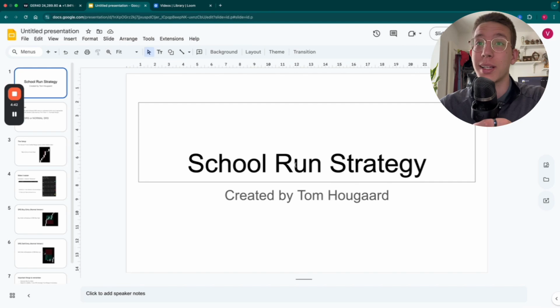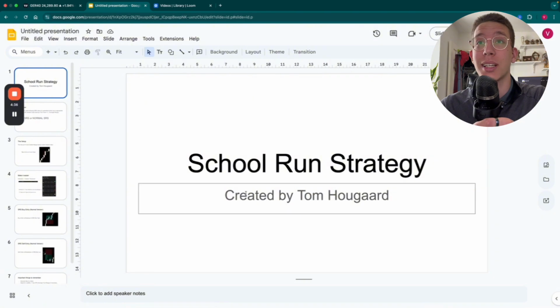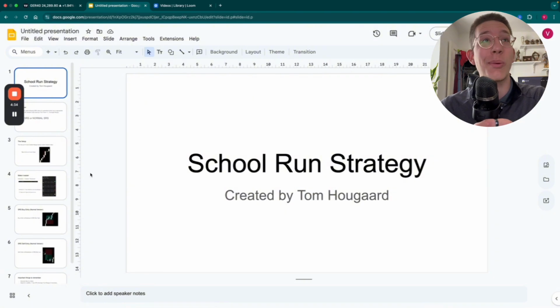In today's episode, we're going to be covering one of the best strategies in this course, the school run strategy. We're going to be focusing on the normal variation. So let's get straight into it. I've made a little presentation to make it a little bit simpler to understand. The school run strategy was actually created by Tom Hugart and it works excellently.